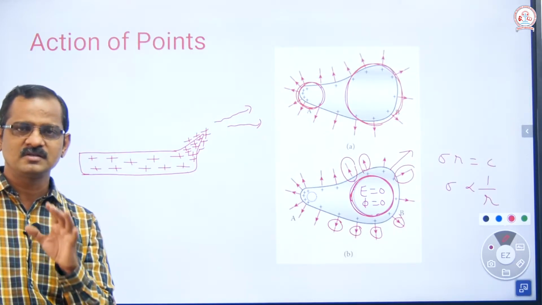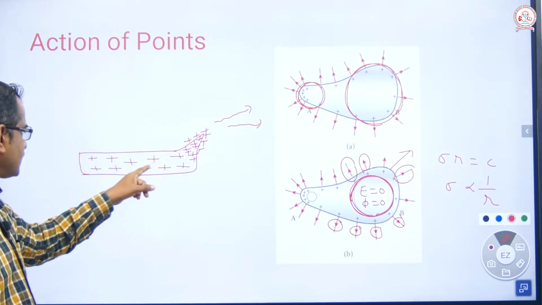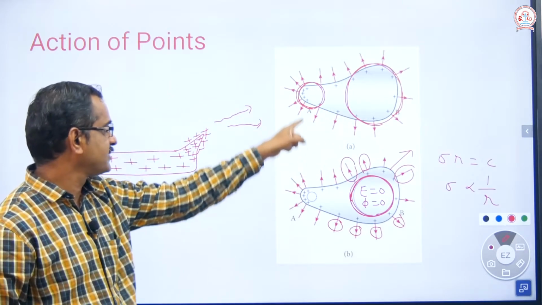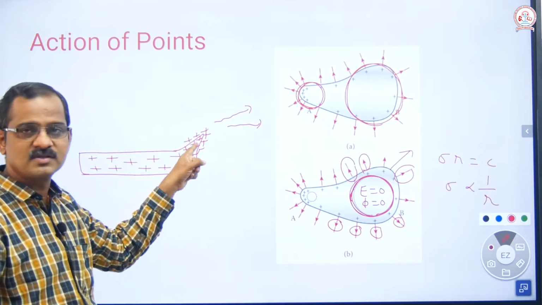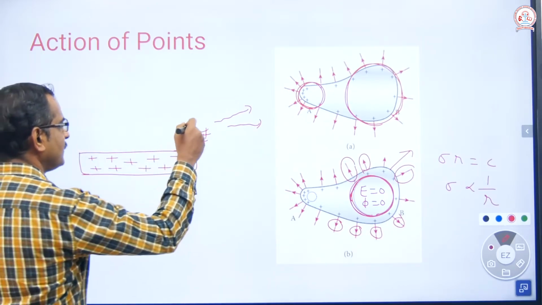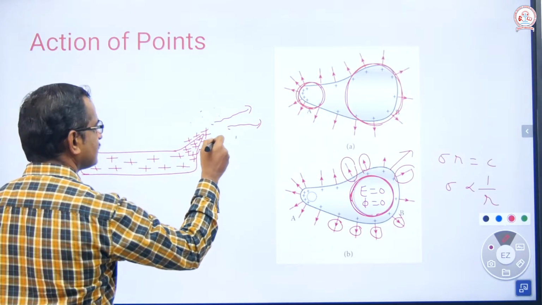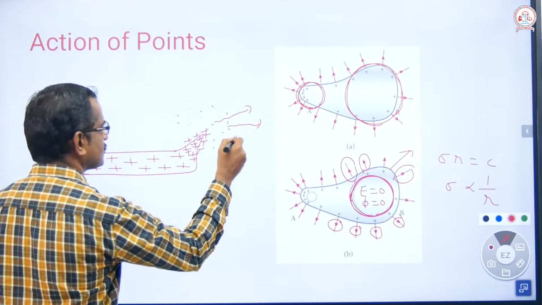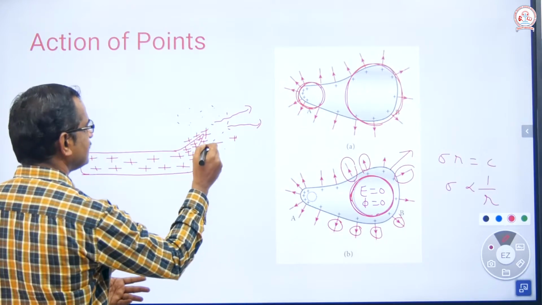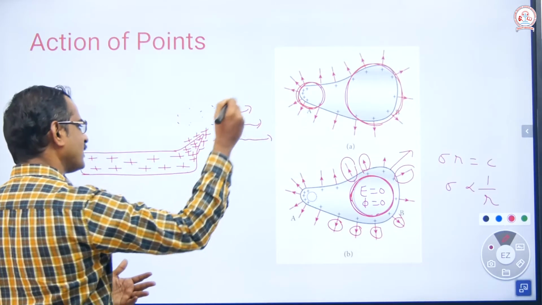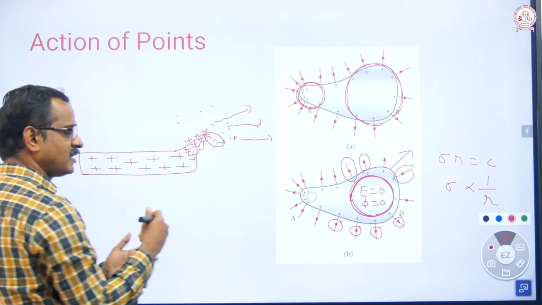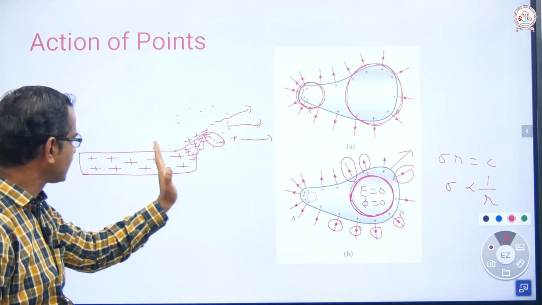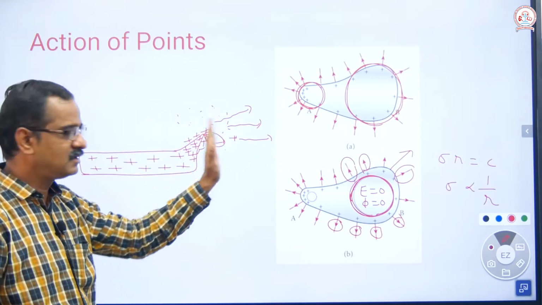Generally this leakage of charges takes place only at the sharp points. Even though the charges are there at different parts of the conductor, the leakage will take place only at these points, especially sharp points like this. What will happen? The air molecules close to this get ionized. So positive and negative ions will be developed there. The positive and positive get repelled, this goes away, and the positive and negative get neutralized. So gradually the charges present at the sharp points will get leaked to the atmosphere.